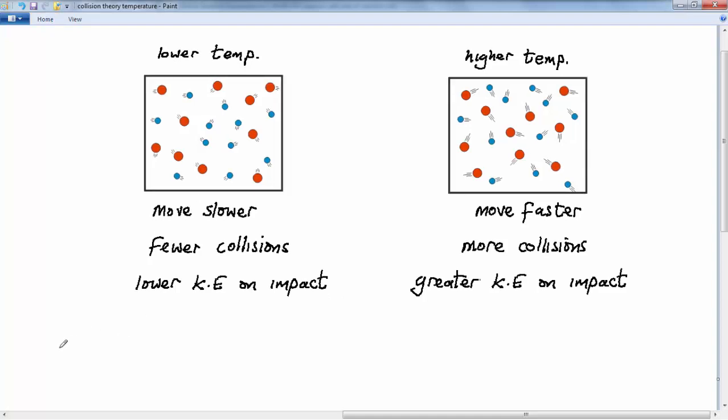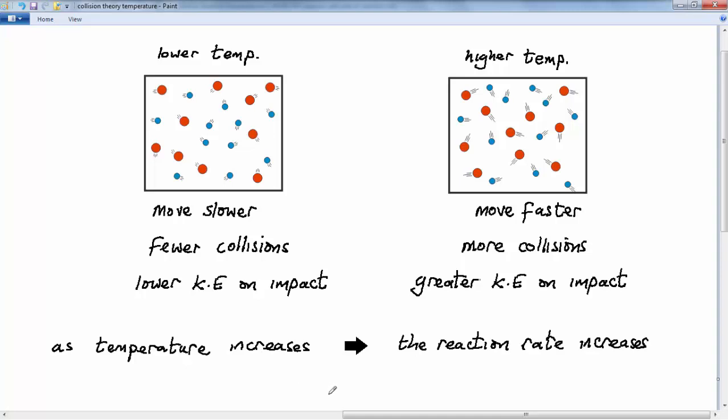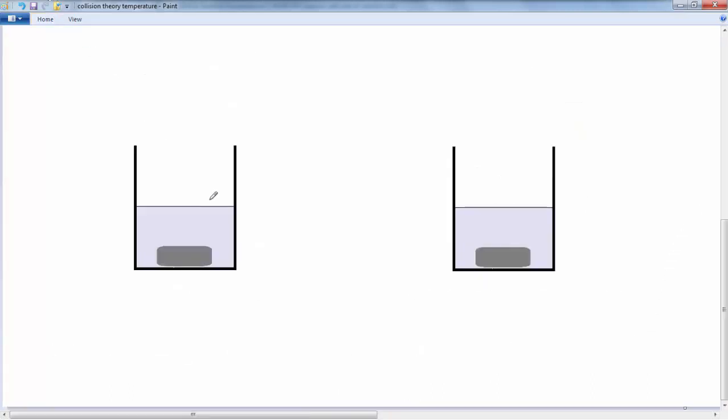So what we can say is then, as the temperature increases, following this collision theory, the reaction rate or rate of reaction will also increase. A simple experiment which might demonstrate this fact, this dependence of reaction rate on temperature, is the following. We've got two identical aqueous solutions of dilute hydrochloric acid, and in each solution we've got an identical piece of zinc, for example. And you'll know that when zinc is added to hydrochloric acid, it will react to produce a solution of zinc chloride, and hydrogen gas will be liberated.